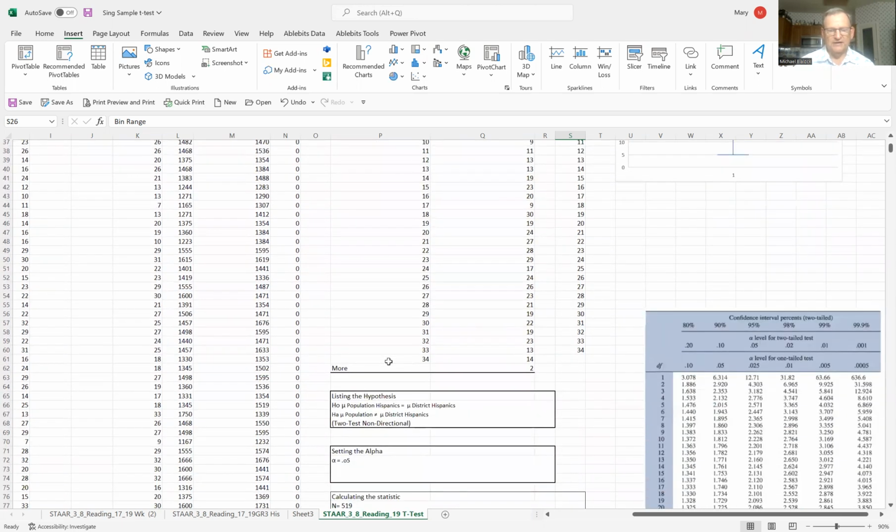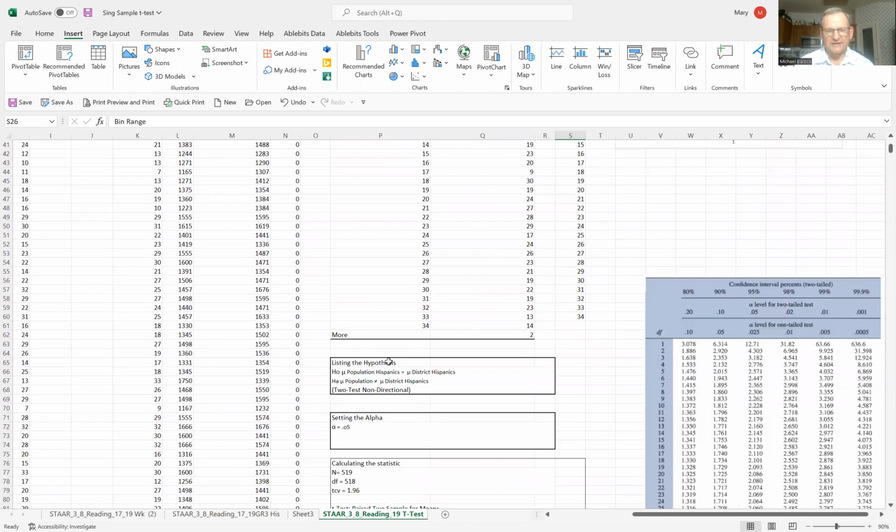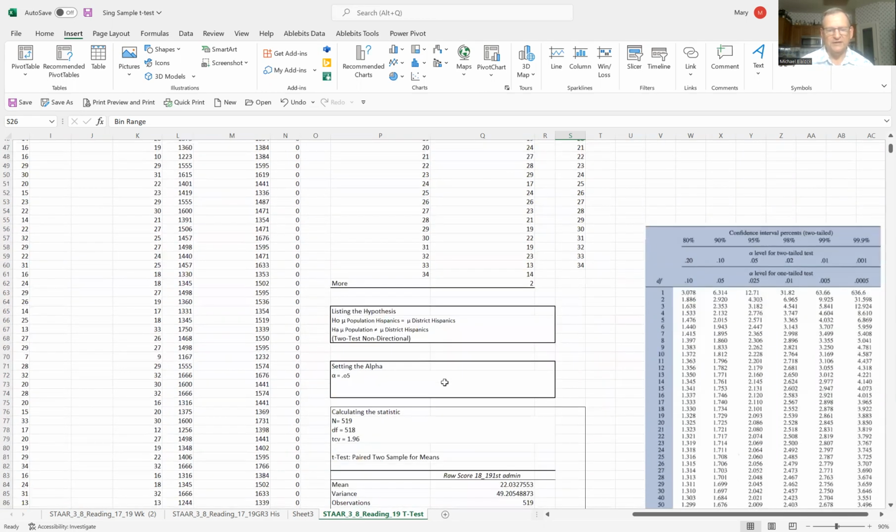So in listing our hypothesis, we were looking to see, first off, if the population of Hispanics was equal to the district Hispanics, and then that they were not. So we did a two-tailed non-directional test. We set our alpha at 0.05.